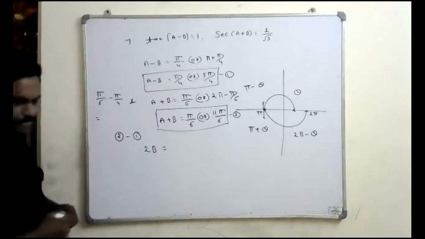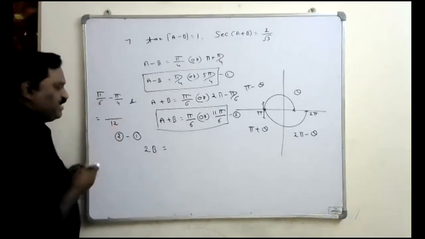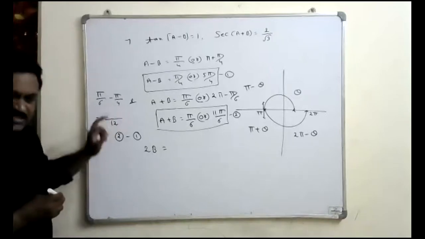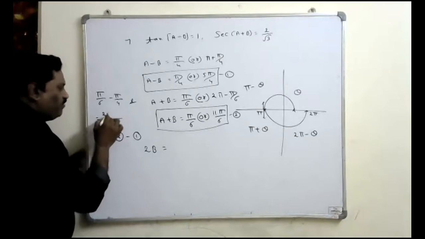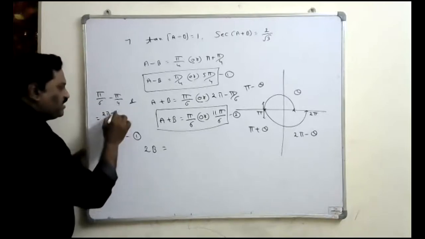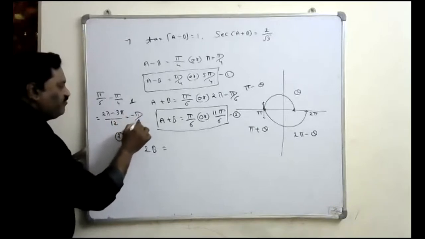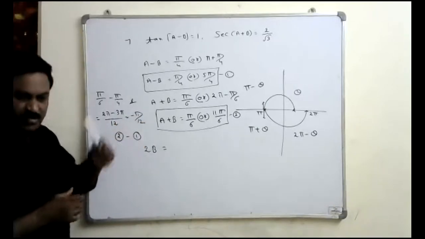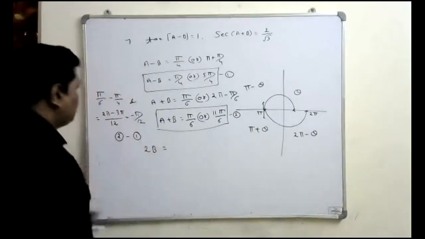What is the LCM of both? 24? 4... 12 is the LCM, right? The LCM of 6 and 4 is 12. 6 2s are 12, that is 2 pi we will get here, minus 4 3s are 12, we get 3 pi. 2 pi minus 3 pi, minus pi by 12 we are getting, but we have got the negative value. But we have to find the positive value. That's why we can't take this.